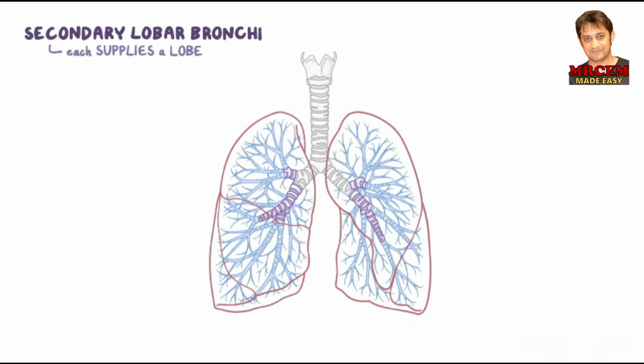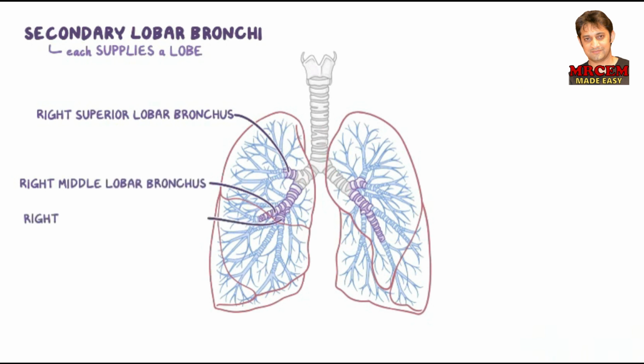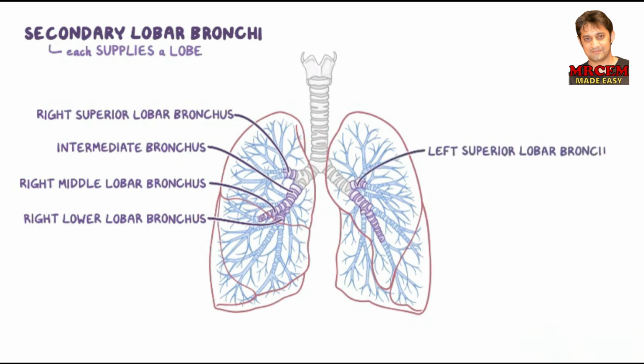So on the right, there are three secondary lobar bronchi: right superior lobar bronchus, right middle lobar bronchus, and right lower lobar bronchus. The portion of the right main bronchus that continues inferiorly and gives rise to the middle and lower lobar bronchi is often referred to as the intermediate bronchus. On the left, there are only two lobar bronchi, the left superior lobar bronchus and the left inferior lobar bronchus.